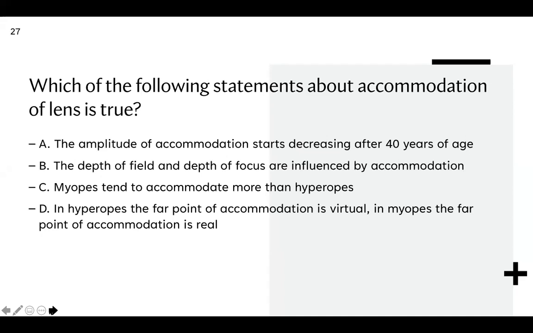This is from basic sciences, something that should be known about accommodation of the lens. We have 15 seconds on the clock.